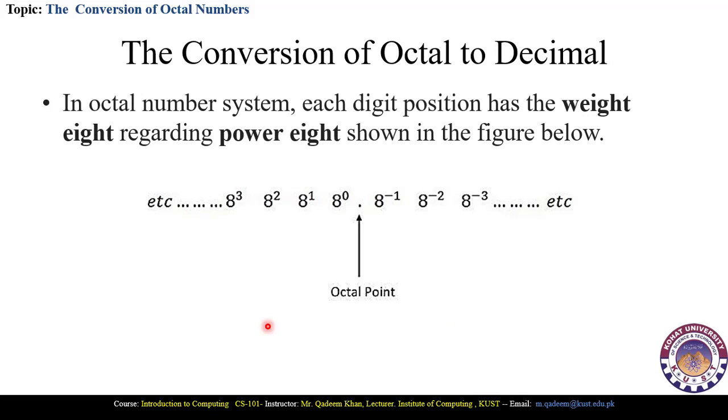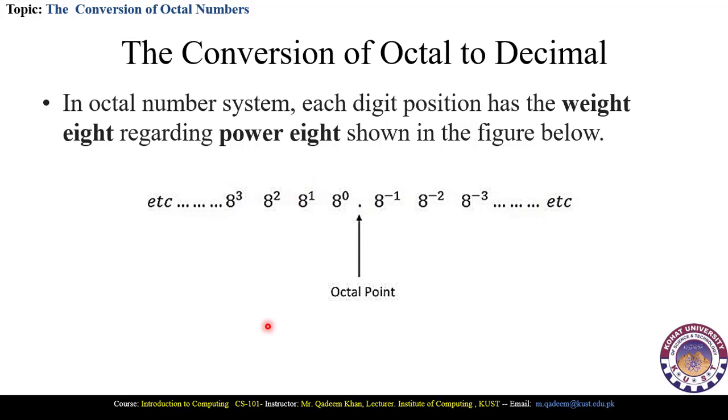The next is the conversion of octal to decimals. In the decimal number system, we have the base 10, which means that there are digits 0 to 9. But in octal we have digits 0 to 7, so that means this has the base 8.